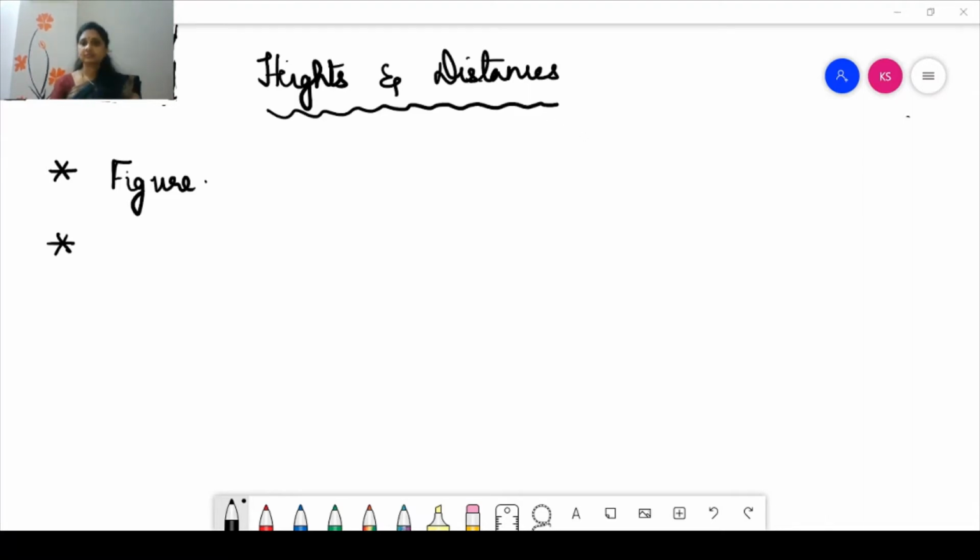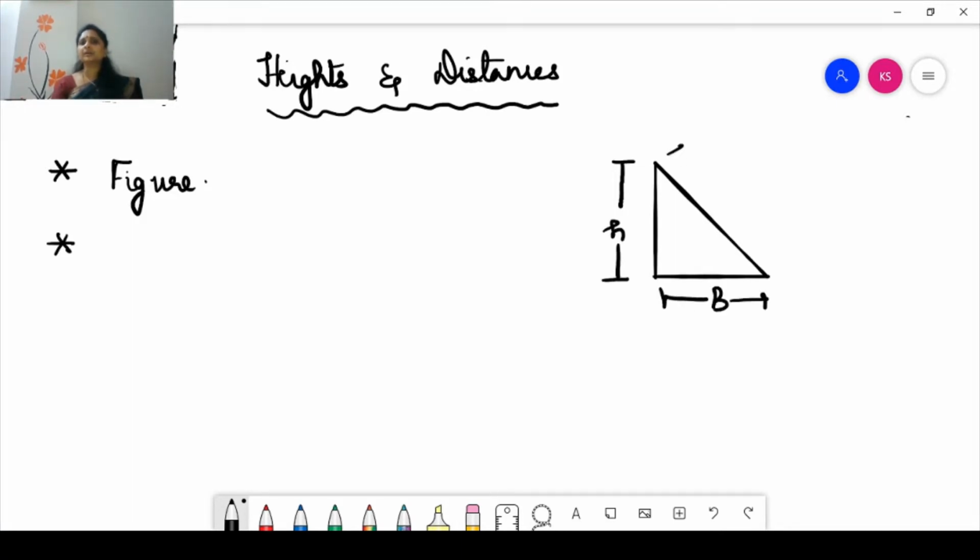In trigonometry, mostly we deal with a right angle triangle. The unknown could be either the altitude, the height of the triangle, or the base of the triangle, or the hypotenuse of the triangle. You need to spot what is to be found out, and most of the time the angle would be given and one of these sides would be given. You all know very well how to find the unknown, so once the figure is drawn, it becomes very easy.